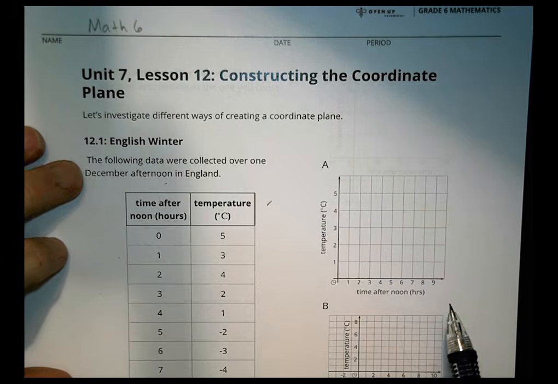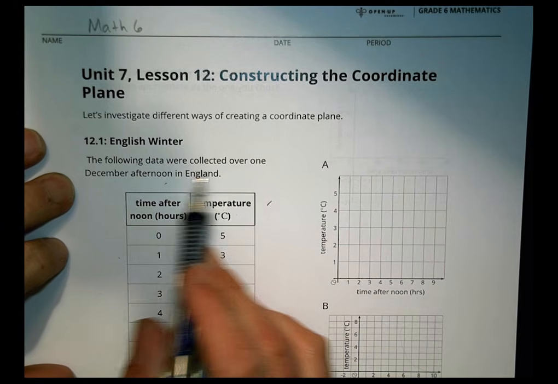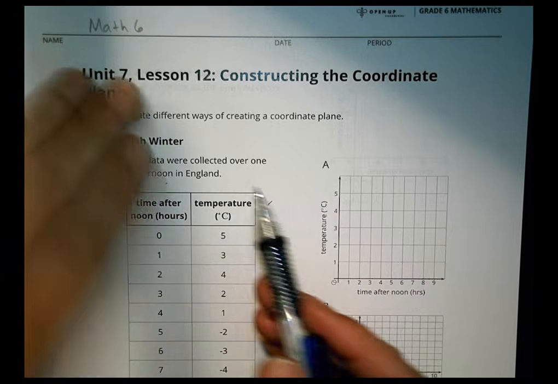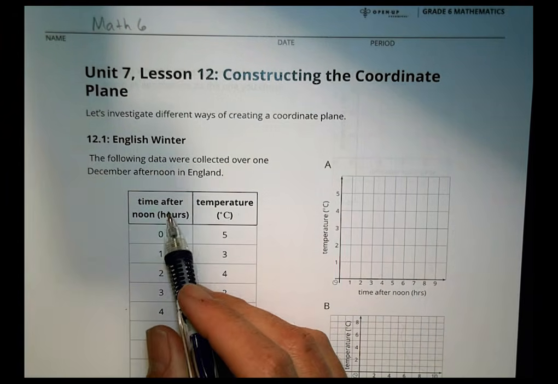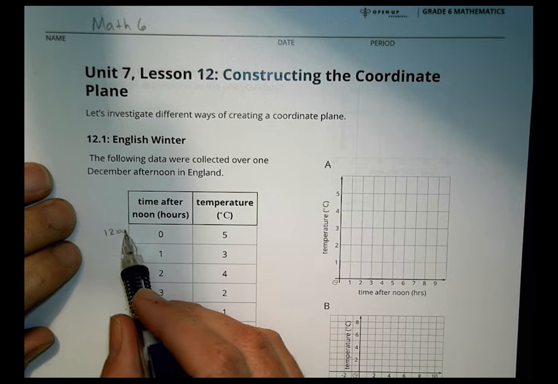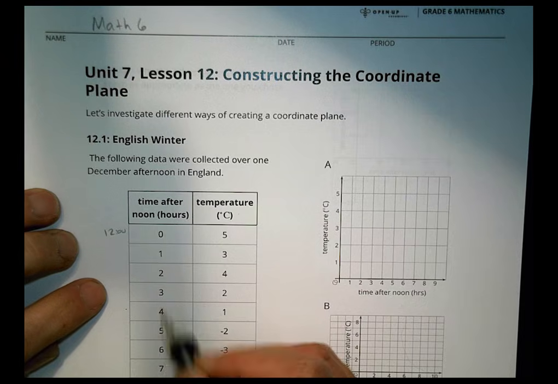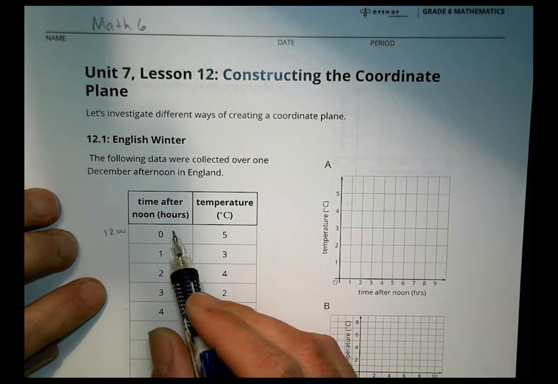Alright, so first of all we have what's called English Winter. It says the following data were collected over one December afternoon in England. And so you have the time, afternoon, so this is going to be the 12 o'clock hour for noon, and that's 1 hour after noon, 2, 3, 4, 5, and so on. The number of hours after 12 o'clock noon.